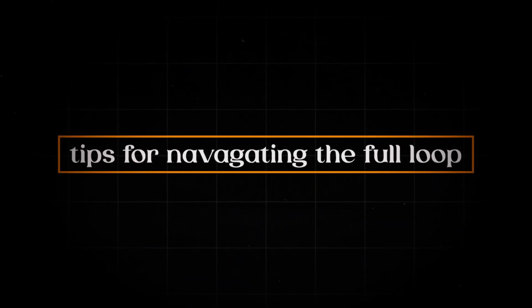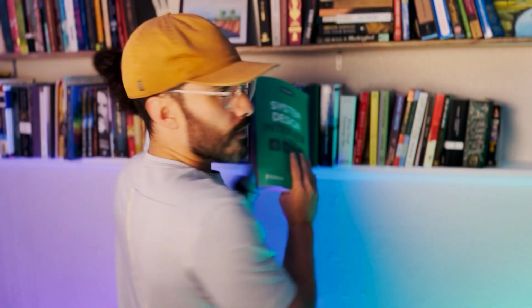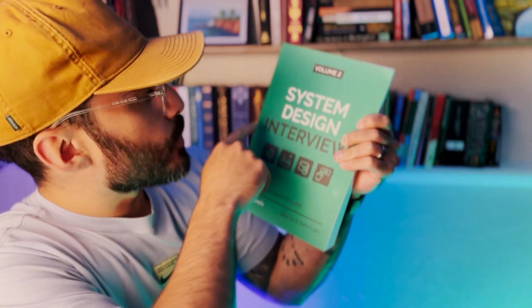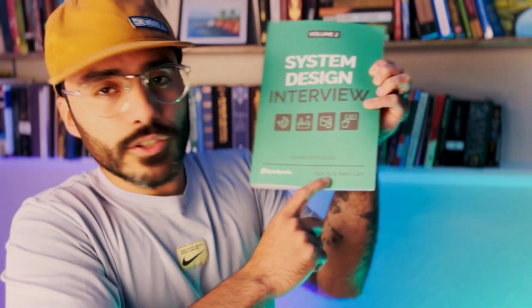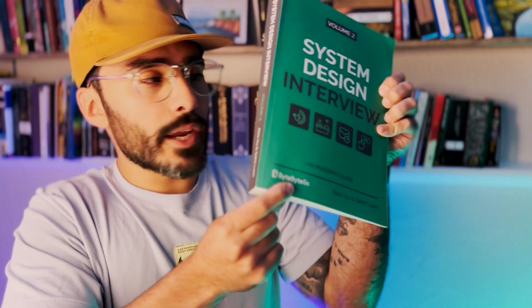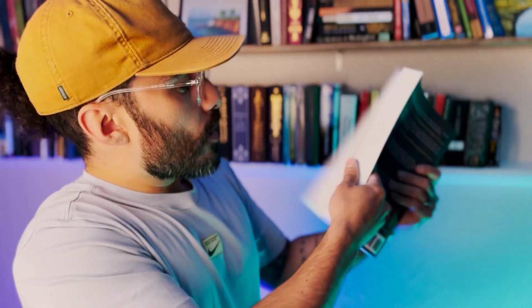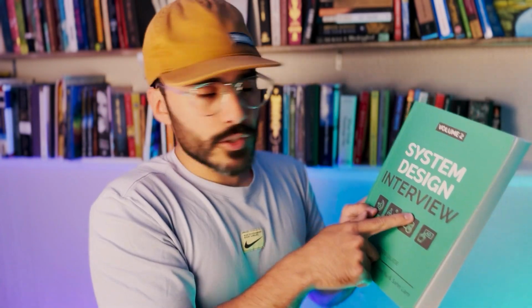Tips for navigating the full loop. Now let's talk about some survival strategies. The full loop, it's not the right time to just wing it. You have to practice consistently on all platforms like LeetCode or HackerRank for coding, as well as study system design principles thoroughly. And you can check this book, System Design Interview by Alex Xu. This is the guy that created ByteByteGo. You probably have seen them on Instagram or whatnot, but very, very good book that covers a lot of different things that you can do, and patterns, applications, scalability, and so on. Very important to actually get prepared for system design interview.